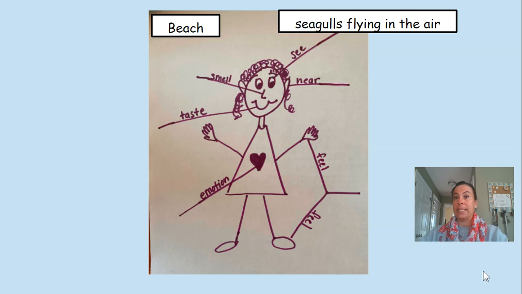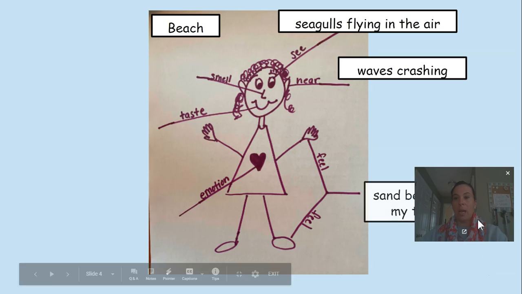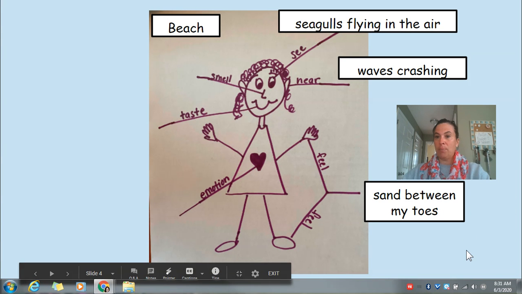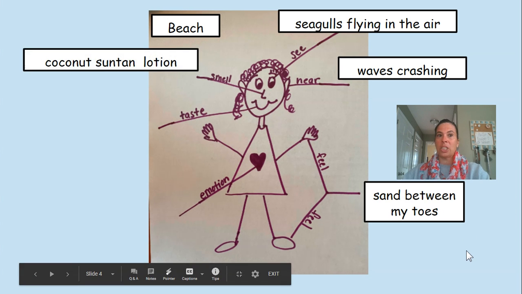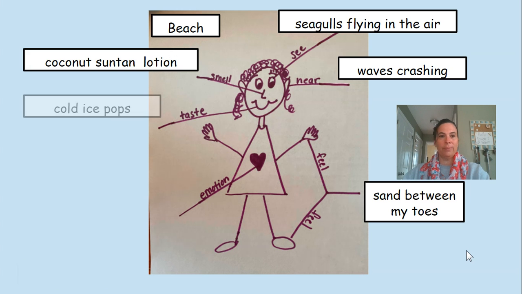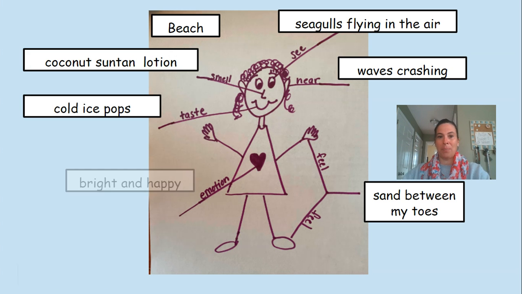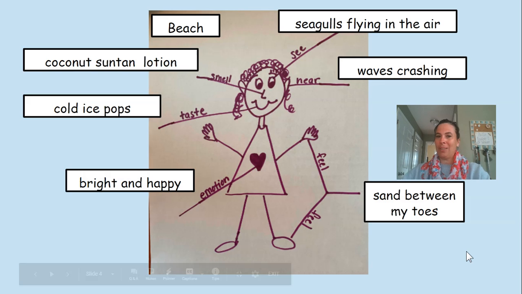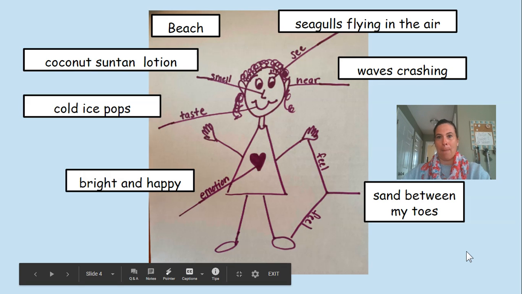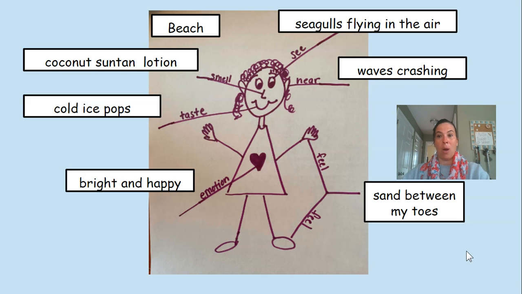At the beach, I see seagulls flying in the air. I hear waves crashing. I feel the sand between my toes. I smell the coconut suntan lotion. I taste cold ice pops. And the emotion I feel at the beach is bright and happy. I can put all these together to write a poem.